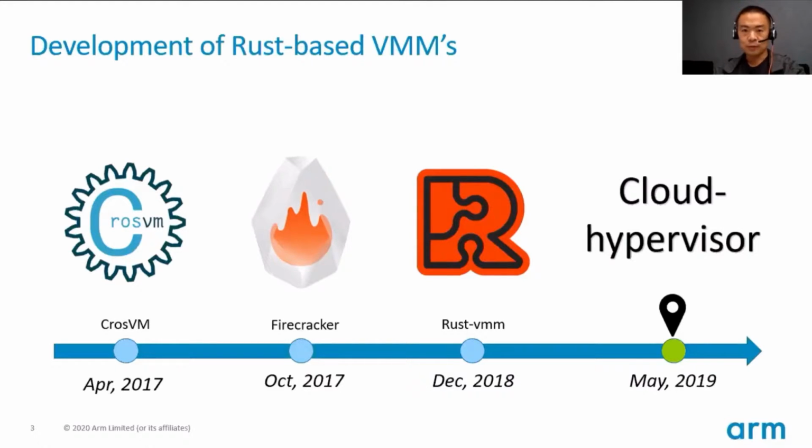How can this be improved? In December 2018, developers discussed the way to share the code and finally concluded to start the Rust VMM project. Rust VMM shared common components for making VMMs from the two projects. After that, in May 2019, Intel announced a new VMM project, CloudHypervisor, which is based on Rust VMM.